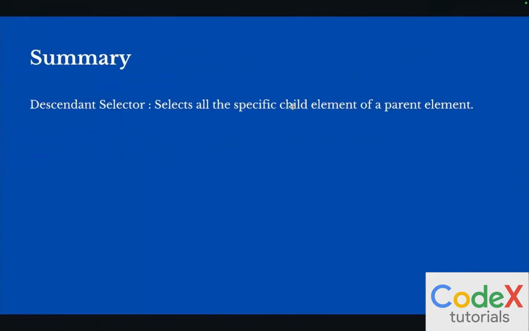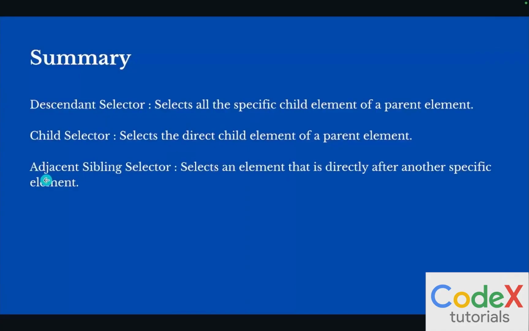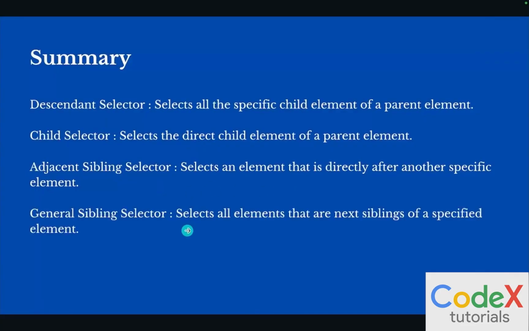To summarize all those CSS combinators that we did, we have the descendant selector, which selects all the specific child elements and the descendants of my parent element. We have the direct child selector, or you can call this a direct descendant selector. It selects all the direct children of the parent element. Then we have the adjacent sibling selector. It selects the element that is directly coming after the specific HTML element. And finally, we have the general sibling selector, which selects all the siblings which are coming after a specified HTML element. So this is all there is to CSS selectors and combinators.